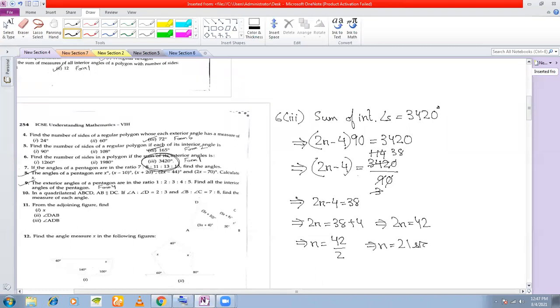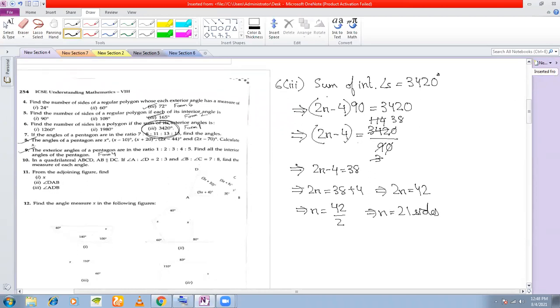So how many sides does the polygon have? It has 21 sides. Okay, it is possible. A polygon can have more than 10 sides. It can have 100 sides also, no problem. Clear with this problem? Yes, sir. Okay.